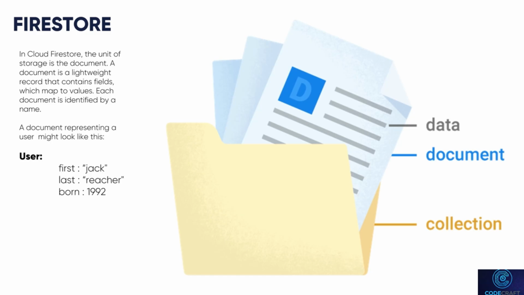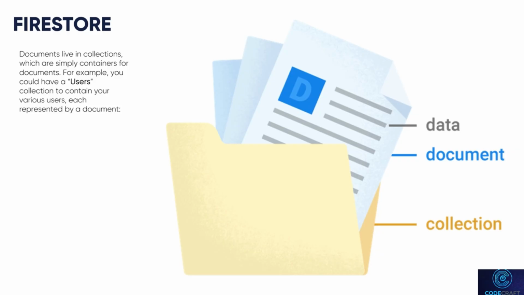Documents are usually used to represent individual items or entities such as a user profile, a product, or a message. For example, this is a user: first name Jack, last name Richard, born 1992. So the document represents a user that has the following schema.